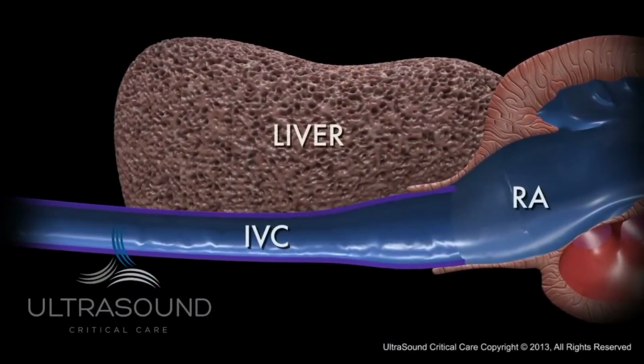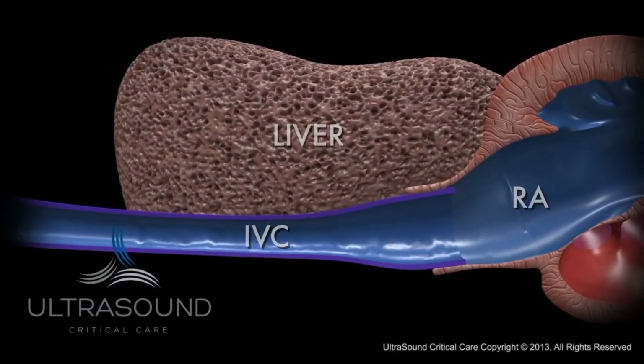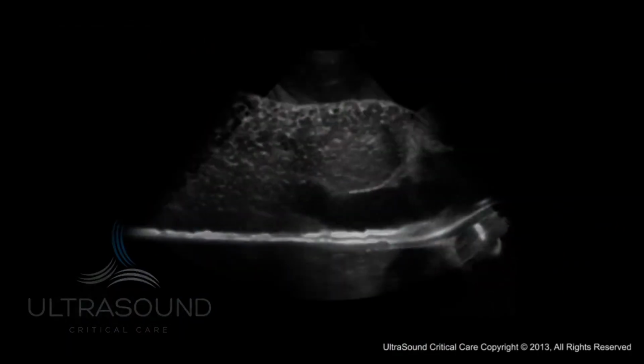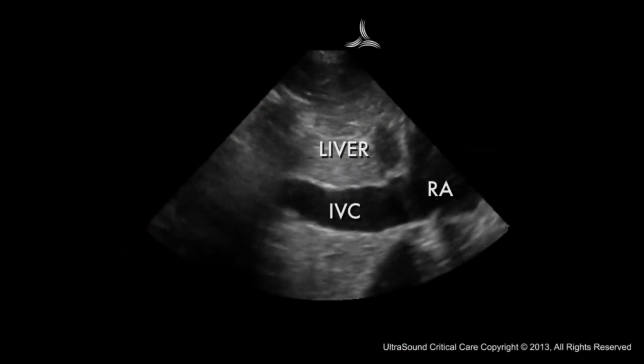Note the IVC runs through the liver. The structures are labeled.